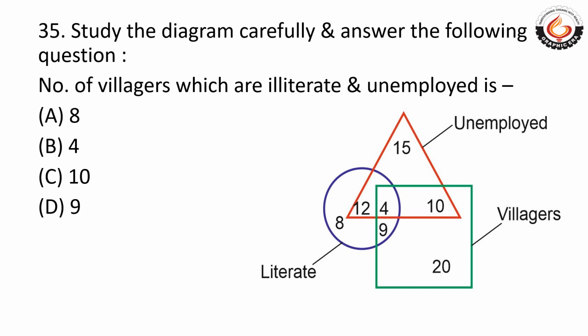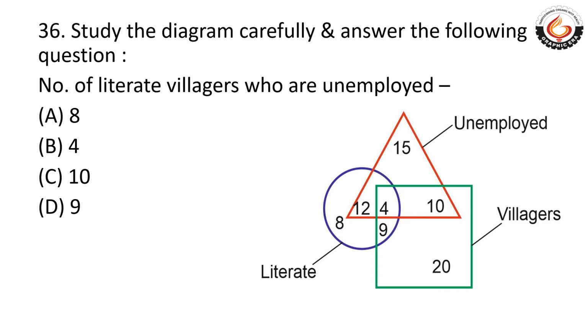Number of villagers which are illiterate and unemployed. So in this question, these all will not be there because these are all literate. We want illiterate people. So they should be villagers also and unemployed also. So I guess this figure is illiterate people. This figure is unemployed also, and these are villagers also. So answer C is the correct one.